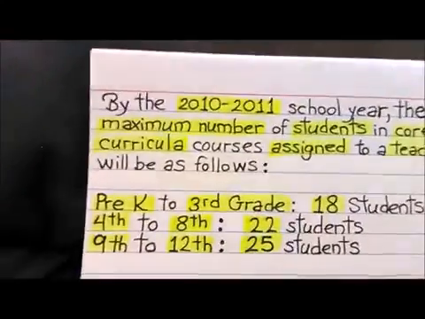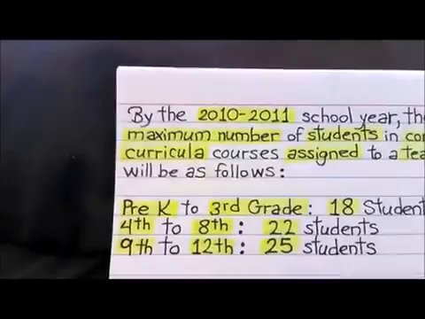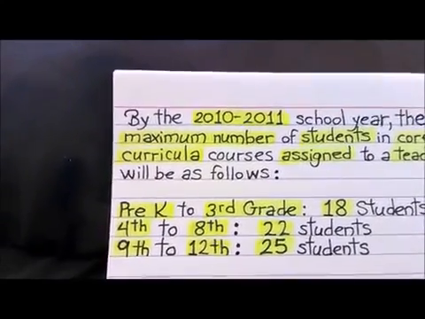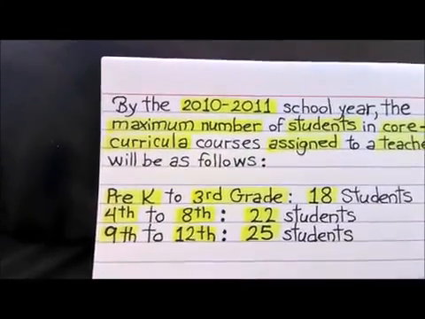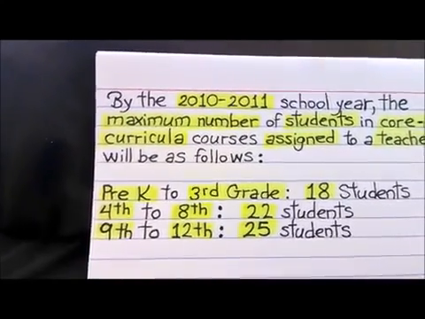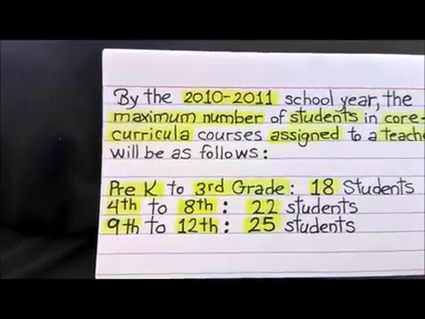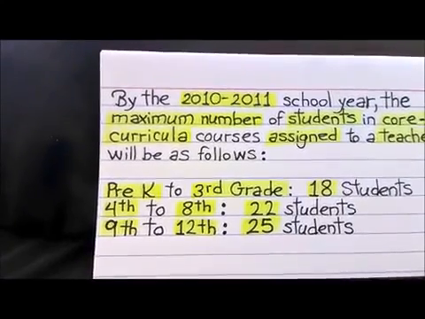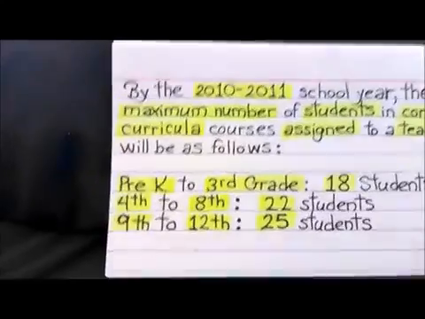By the 2010-2011 school year, the maximum number of students in core curricular courses assigned to a teacher will be as follows. From pre-K to 3rd grade, 18 students, the max. From 4th to 8th grade, 22 students. From 9th to 12th grade, 25 students. That's the maximum.